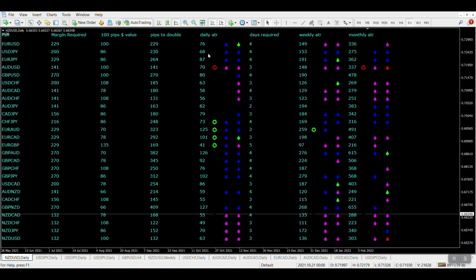The daily ATR is 68, so you know it's going to be rare you're going to double it in one day. The weekly ATR is 153, so you know it's going to be rare you're going to double it in 1 week. The monthly is 275. There's a possibility you could double it in 1 month. Let's focus on the month just like before. We want to be in the 23%.